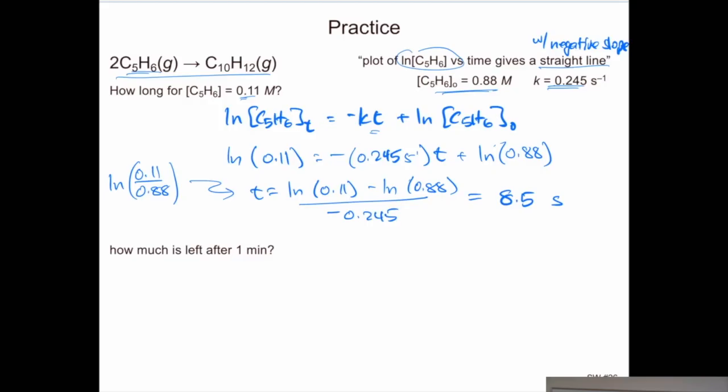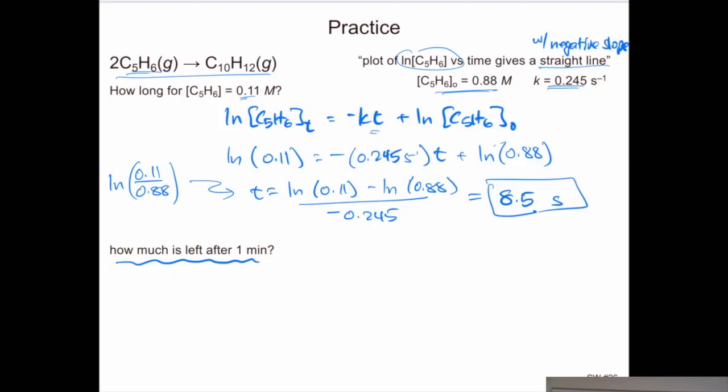How much is left after 1 minute? After you did it. That's the challenging one. How are you going to solve that? Well, think about it. Use the reaction. Use the equation. All the information you need is on this page. Or you can think about, well, what do I need? What information do I need to calculate how much is left?